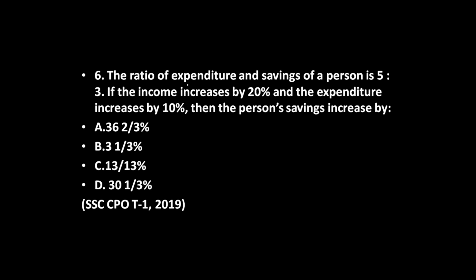Look, the ratio of expenditure and savings of a person is 5:3. It's a good question. Expenditure to savings is 5:3, given. If the income increases by 20% and the expenditure increases by 10%, then the person's saving increased by? So how will you solve it? Income increases by 20% and the expenditure increases by 10%. So what is income? Expenditure plus savings is equal to income. Expenditure plus savings, so it should be 8.